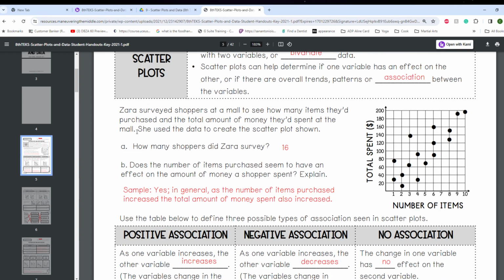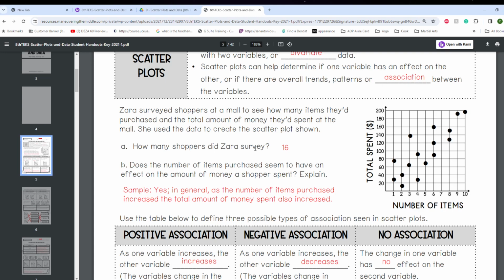Zara surveyed shoppers at the mall to see how many items they purchased and the total amount of money they spend at the mall. She used the data to create the scatter plot shown. Total spent, number of items, and here's your graph.